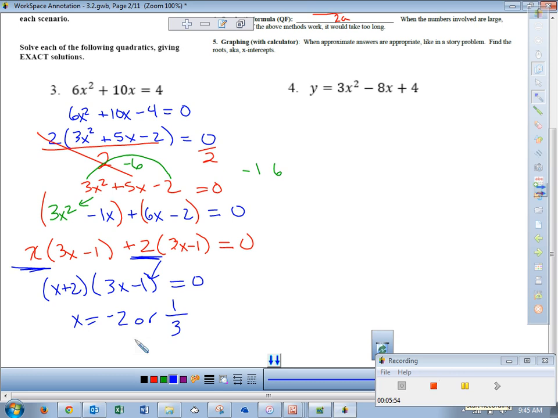Number 4, you should let y equal 0. And can't do the square root method. Can't do easily factorable. Let's try Founty face. These multiply together to be a positive 12. Why don't you factor that for me? Please pause the video and get that done.